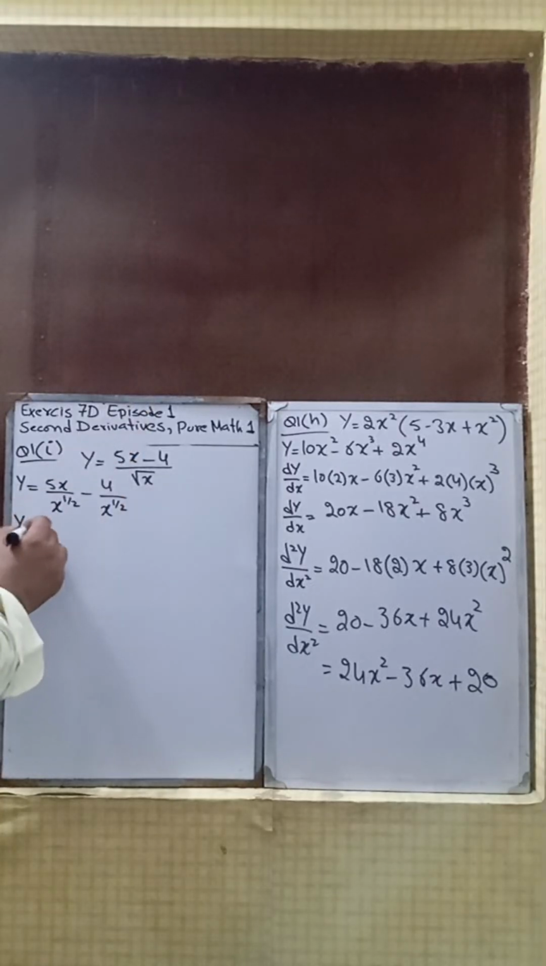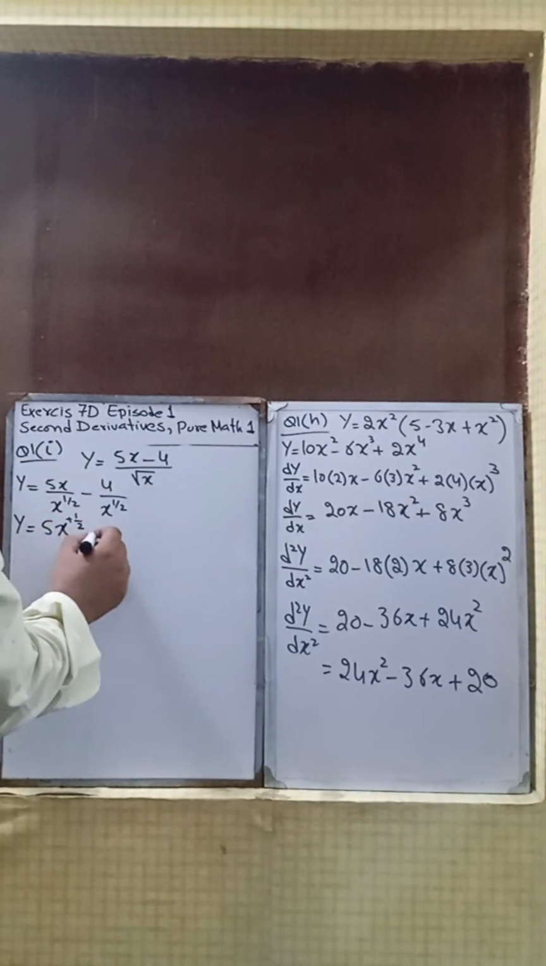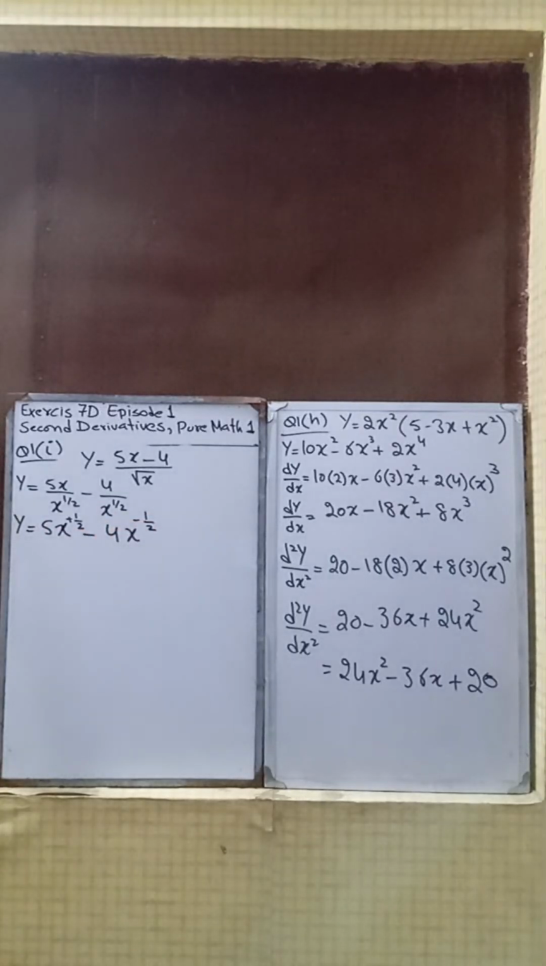So y will be equal to 5, and this power will become 1 minus 1 by 2, that is positive 1 by 2, and minus 4, and this will become minus 1 by 2. Okay? 1 minus 1 by 2 is positive 1 by 2. And when you take x raised to power 1 by 2 upstairs, it becomes x raised to power minus 1 by 2. Now I can derivate it.